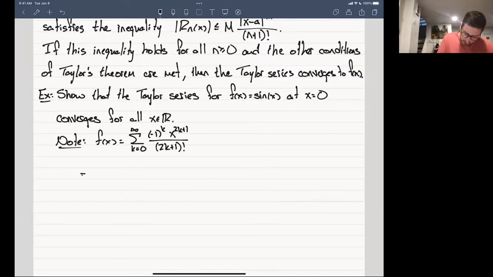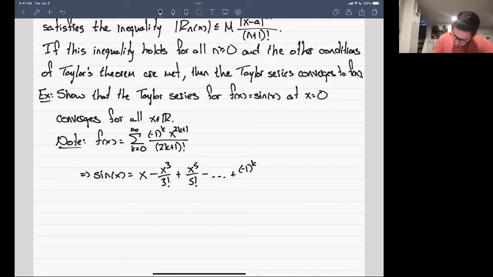And so essentially what this tells you is that sine of x, if we expand this out using Taylor's theorem, is x minus x cubed over 3 factorial plus x to the 5 over 5 factorial minus, and then so on and so forth. Let's go up to the general term. Let's imagine that we quit at some k.